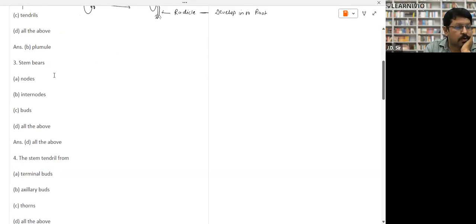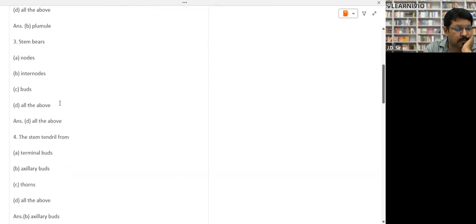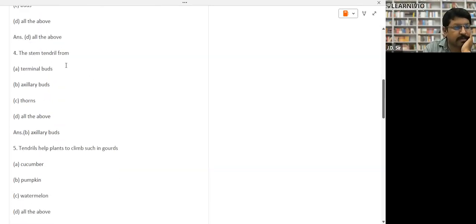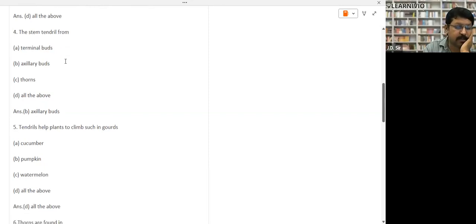Stem bears node, internode, buds: all of the above. Clear? Next, stem tendril is from which? This is a good question. Axillary bud. That you need to remember.